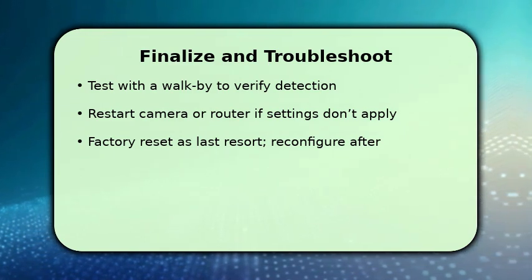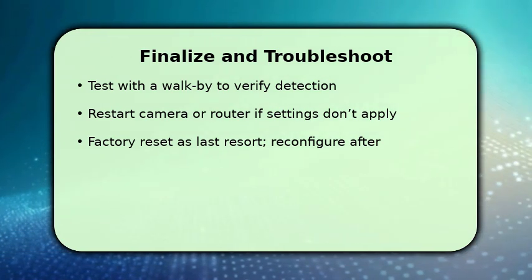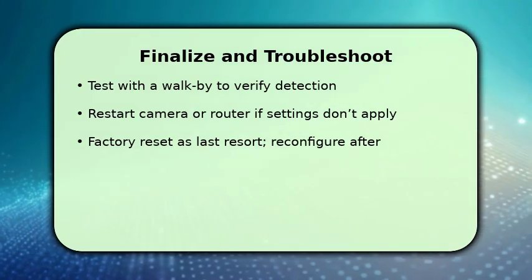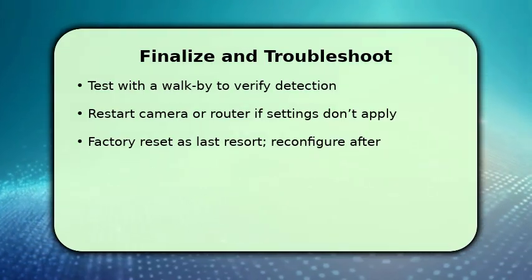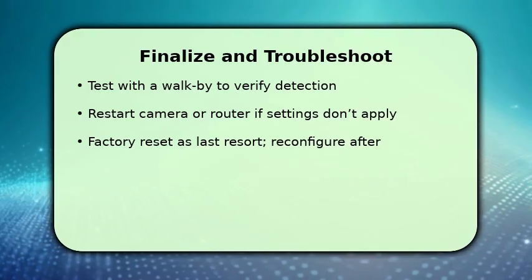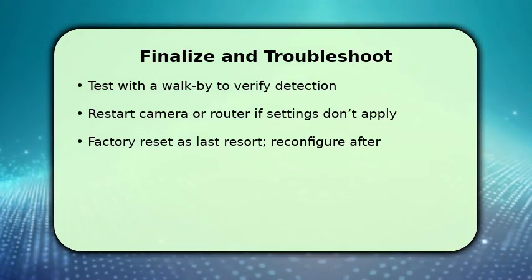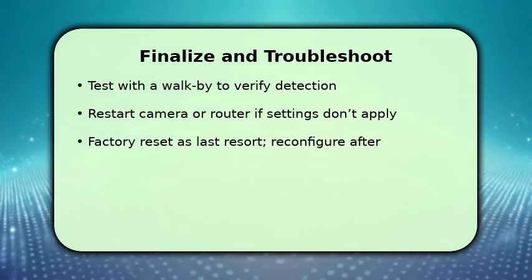If detection fails, restart the camera and router because transient network issues often block setting updates. If motion settings still won't apply, try disabling and re-enabling the camera in the app, then test again. One key troubleshooting tip: if nothing else works, perform a factory reset and re-add the camera, because corrupted profiles can prevent motion configuration from sticking.